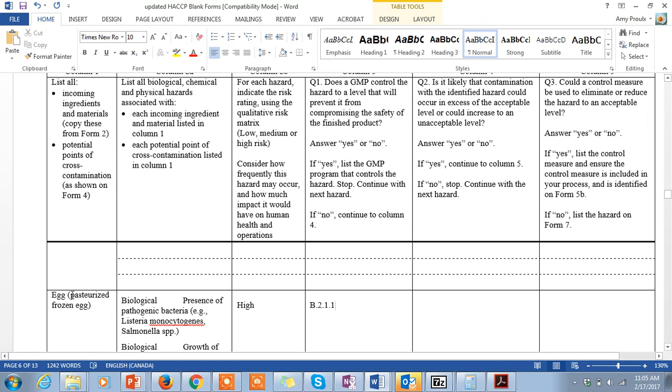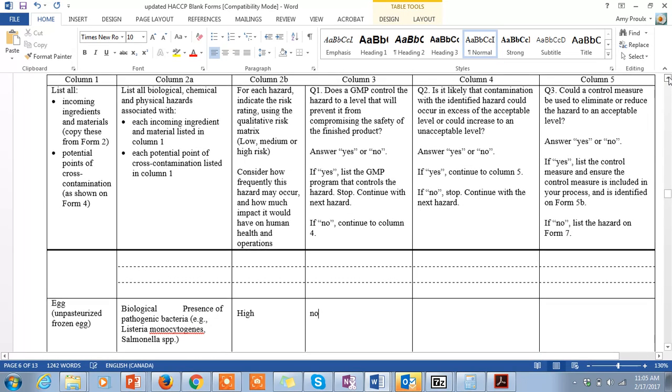But if we change this back to unpasteurized, because unpasteurized is likely going to be cheaper, suddenly, you know what? Unpasteurized frozen egg is likely going to have bacteria in it, and no letter of guarantee, no sanitation, nothing I'm going to be able to do within my own environment is going to be able to control this hazard. So if we read this section here, if the answer is no, if no GMP is going to control it, go to column 4.